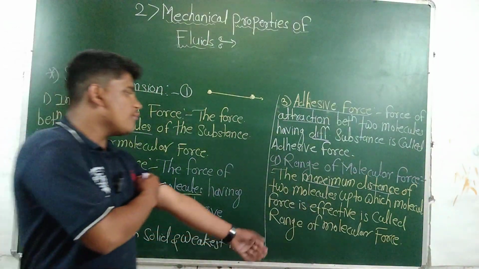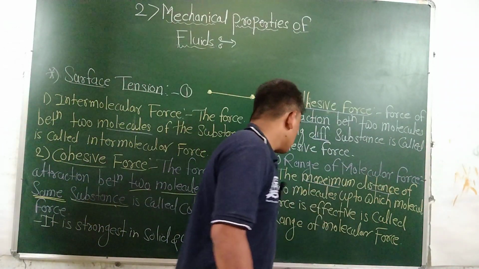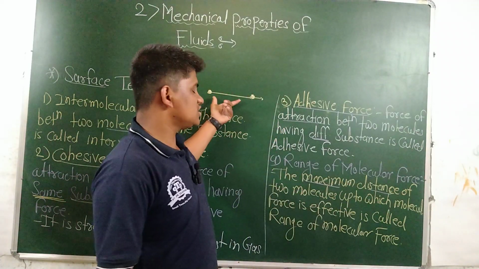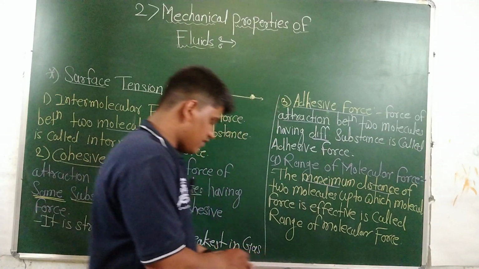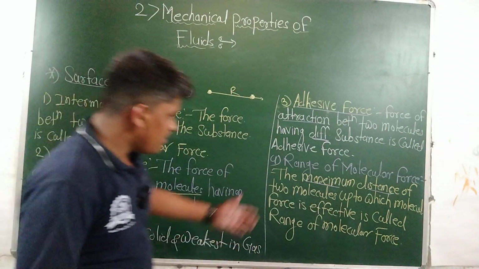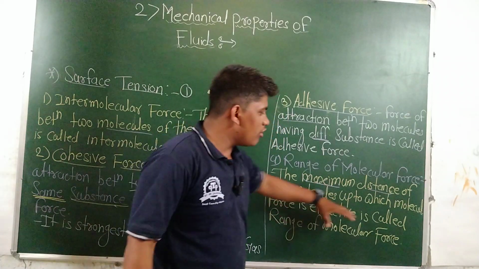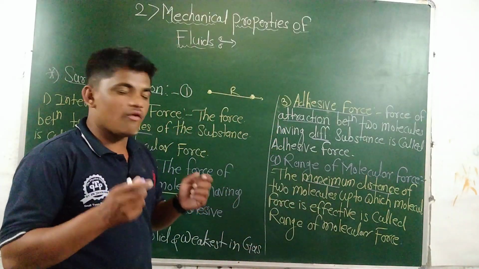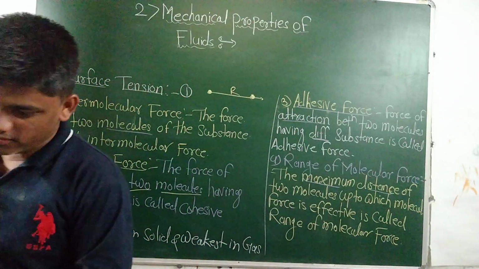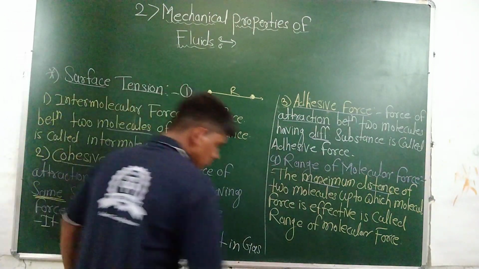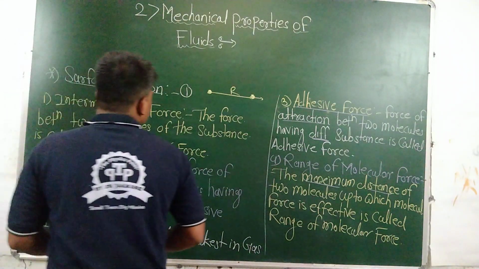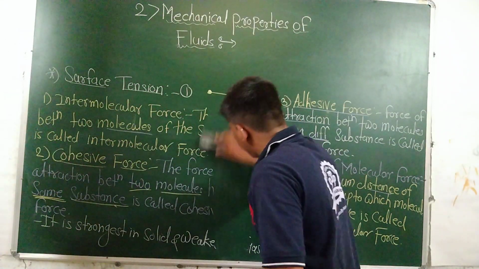The range of molecular force, the maximum distance of the two molecules, and this is called, I'll just use R, is the range. The maximum distance of the two molecules up to which the molecular force is effective is called the range of molecular force. Here we just discussed the four things, and the fifth one is sphere of influence.